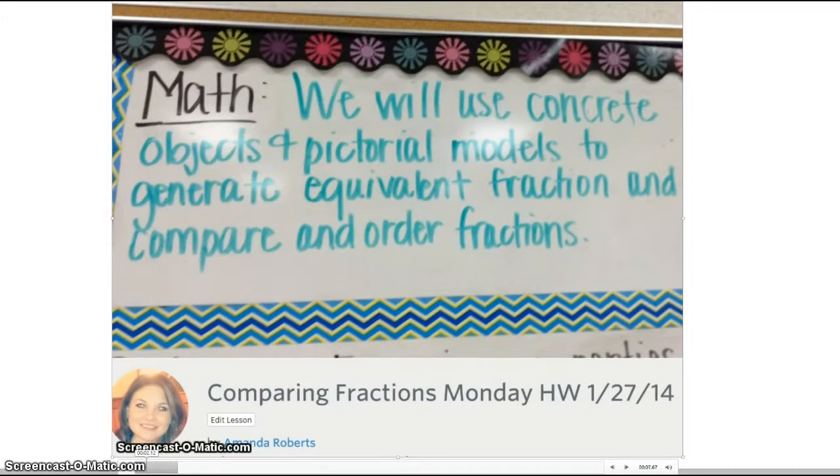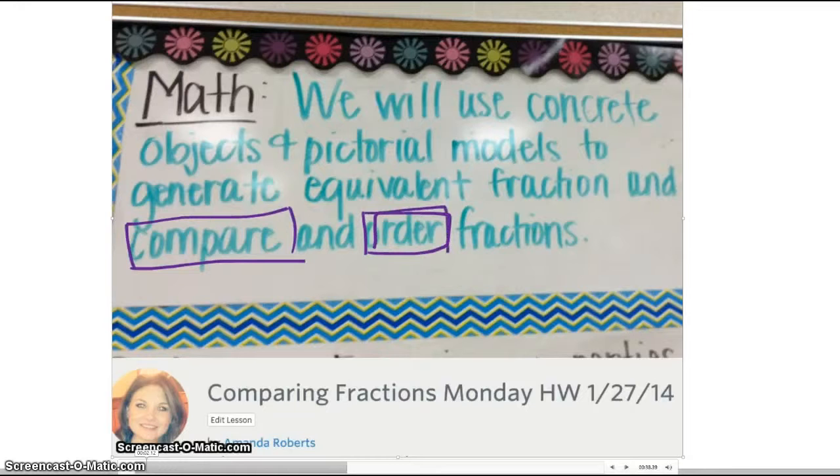Today in math, we're continuing our equivalent fractions where we will use concrete objects and pictorial models to generate or make equivalent fractions and compare and order fractions. So we've used our concrete objects and our picture models, and we were strictly focusing on the numbers today and a strategy we can use to do the numbers. And we were comparing fractions in class today, and we're going to order them in this lesson, and you'll see that we're going to use the same strategy to order them, our multiply the butterfly strategy.